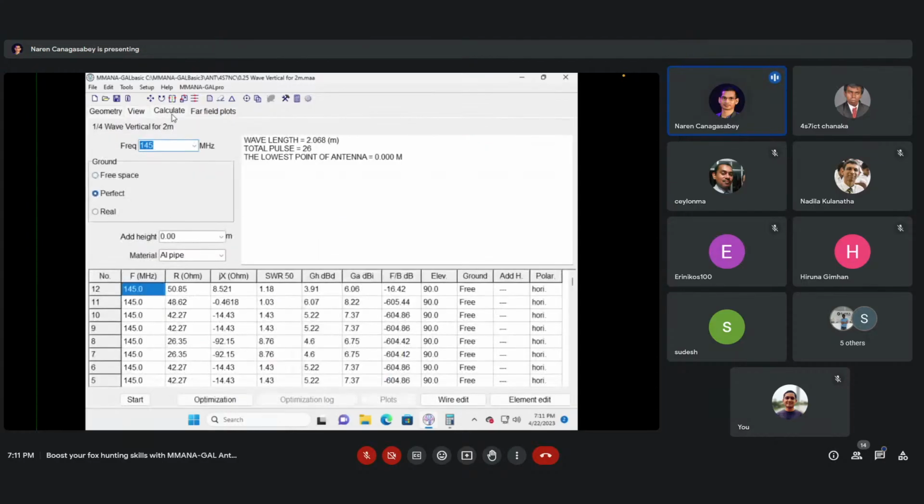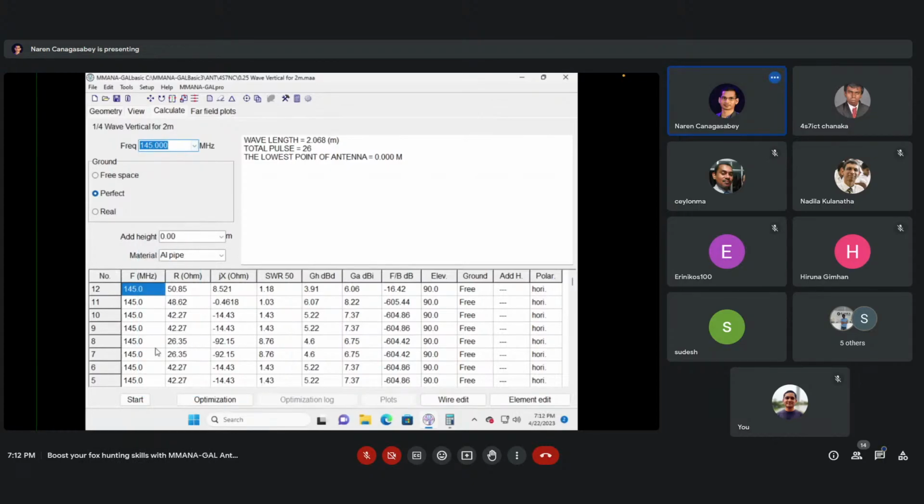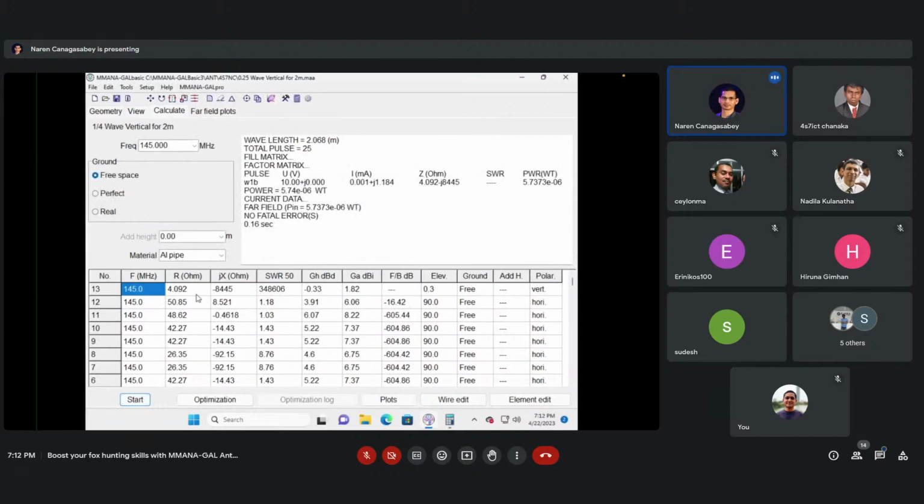And when we move on to calculate, we plug in a frequency of 145. We select free space, right, and you can see the SWR is 348,606. Now this is because we don't have a ground.